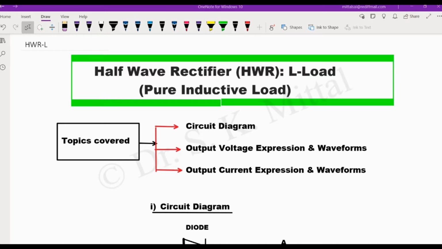Hello friends, I am Dr. S.K. Mittal. In this lecture, I will cover the operation of half-wave rectifier with pure inductive load. I will cover the circuit diagram, output voltage expression and waveforms, output current expression and its waveforms.